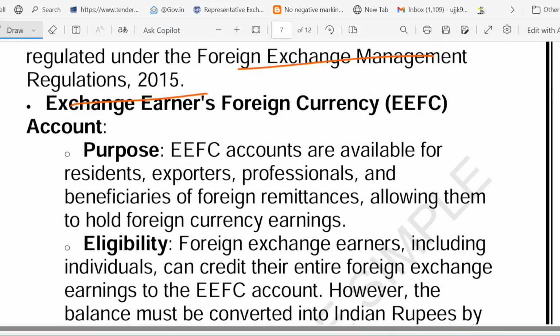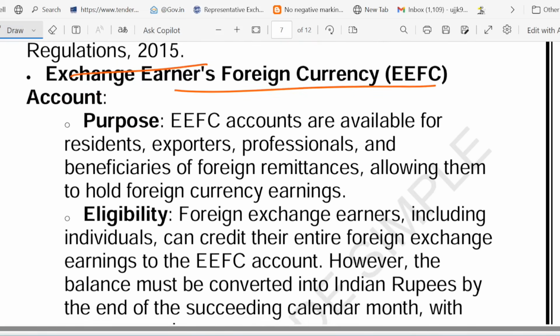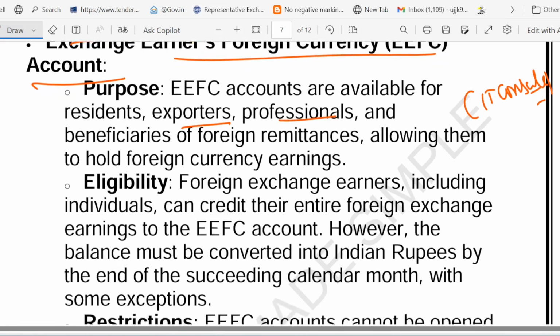Now comes the first kind of foreign exchange account that we have, EEFC account, Exchange Earner Foreign Currency account. So the first question is who can open? So exporter can open, right? Professional can open, who is earning foreign income, like IT consultant, suppose. So he can open this account, right? For example, a Delhi-based fashion designer selling to Europe, they can keep euro in EEFC account. There are some key restrictions.